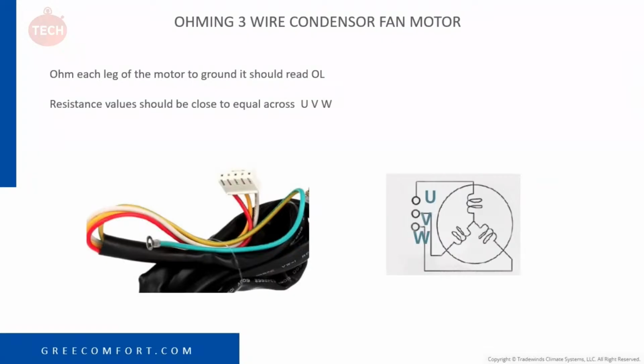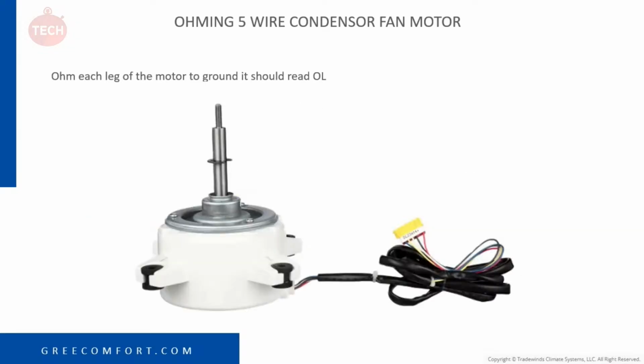And of course, each leg to ground should be OL. So U to ground, V to ground, and W to ground. We're looking for an OL reading. If we get a reading there, we're shorted, and then we want to replace that condenser fan motor. Ohming the 5-wire condenser fan motor, we're not looking for equal resistance. It's not just 3 legs. So we're just going to ohm each leg to ground, looking for an OL reading. As long as we're getting an OL reading, that motor is not shorted.